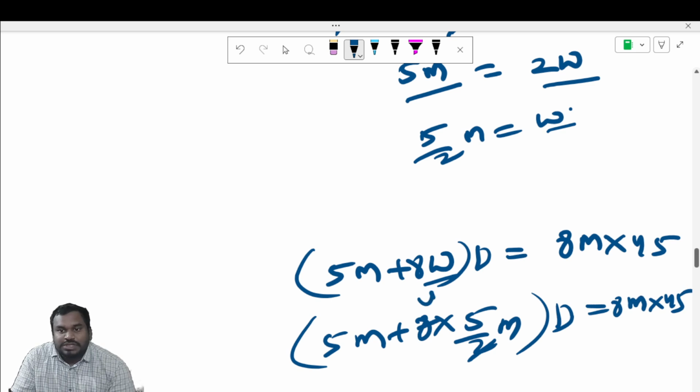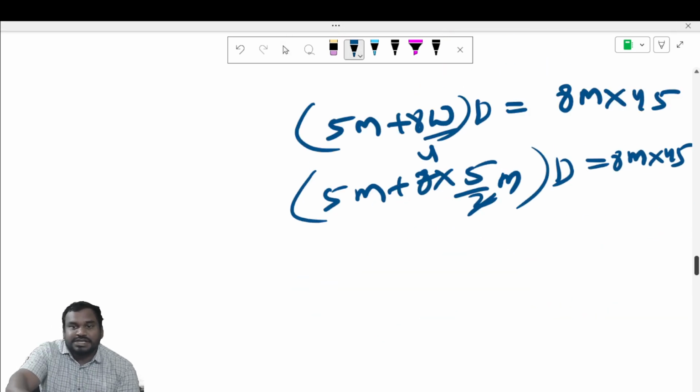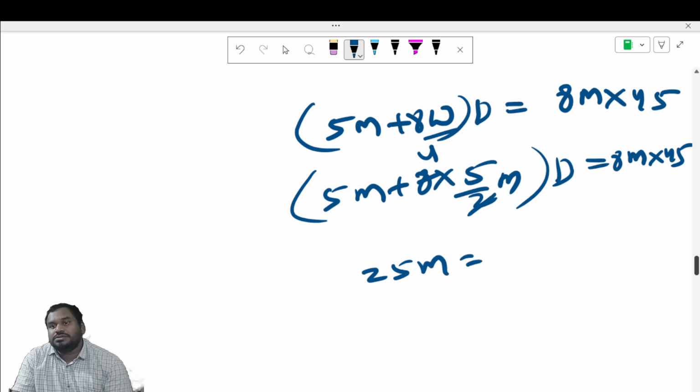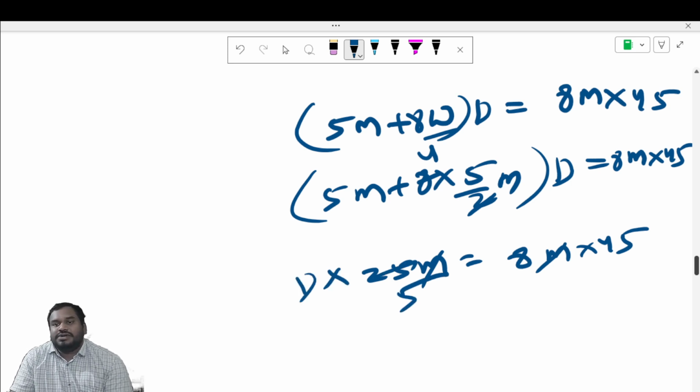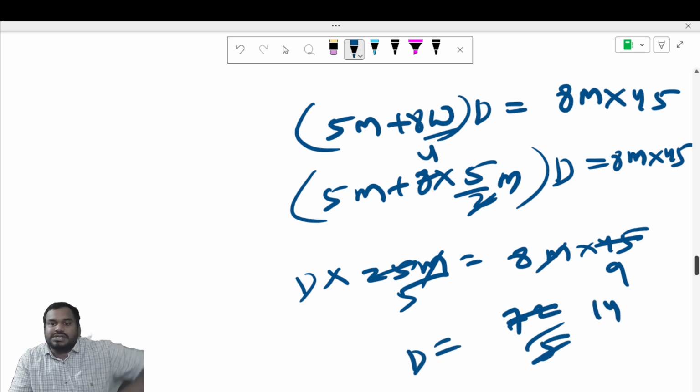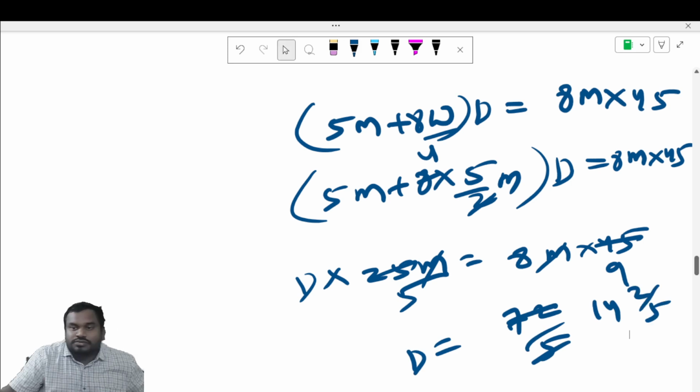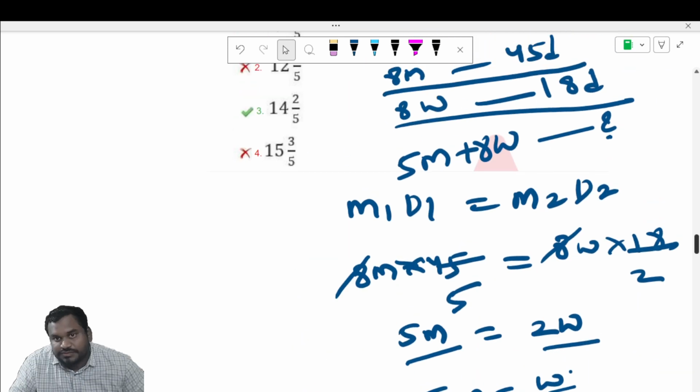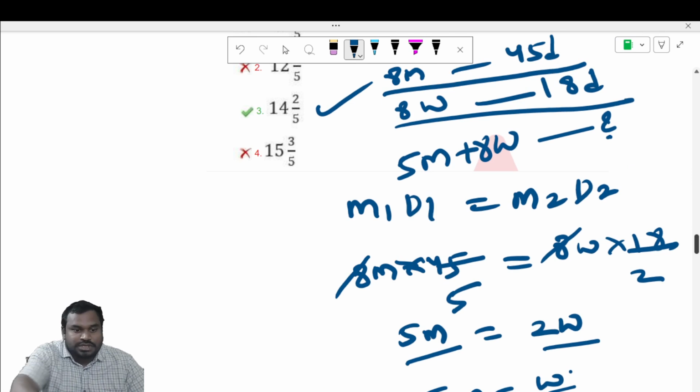You don't have to do all these steps in the exam; go very fast and skip many steps. I'm writing it here for your understanding. 4 5s are 20, so 25m into D is equal to 8m into 45. Men gets cancelled. 5 9s are 45, so D is 72 by 5, which is 14 2 by 5. That is the answer, the third option.